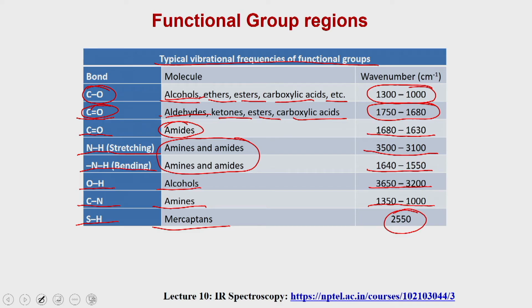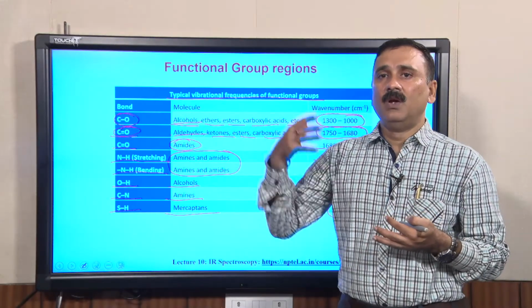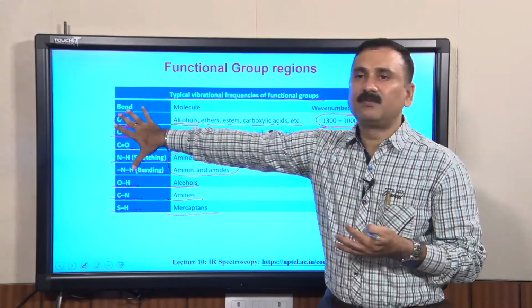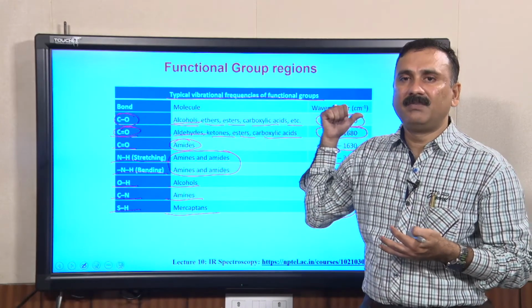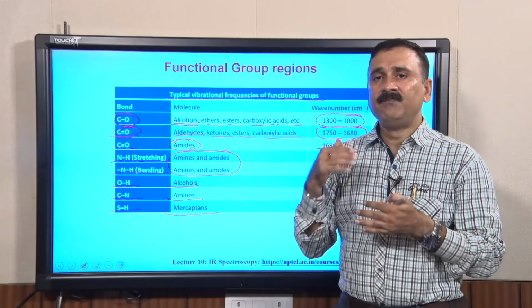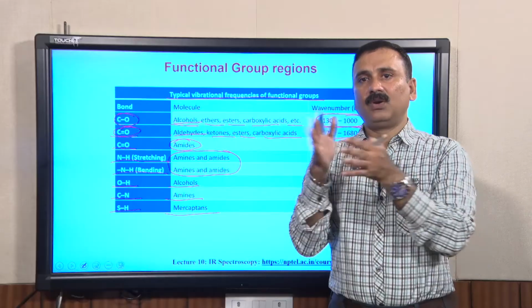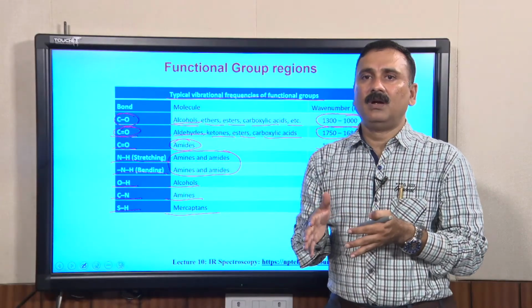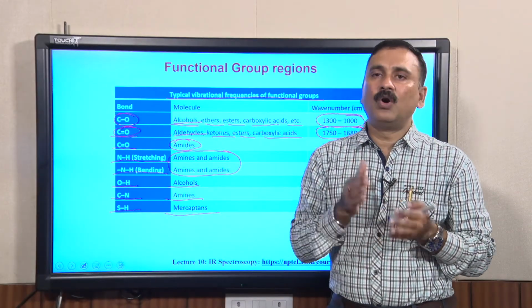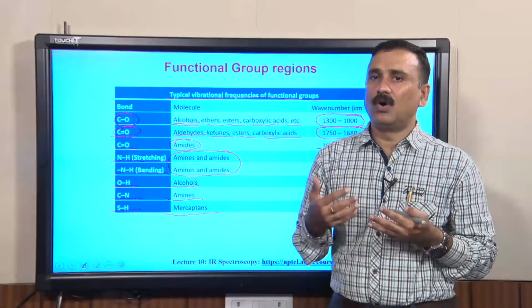So, with the help of this kind of information, where you know that if a particular bond is present it is going to absorb in a particular range or give a peak in that range, you can predict whether this particular functional group is present in your compound or not.